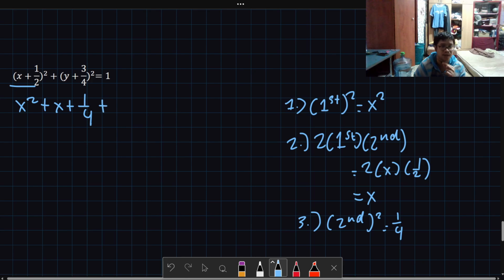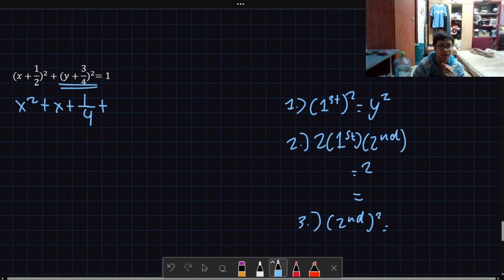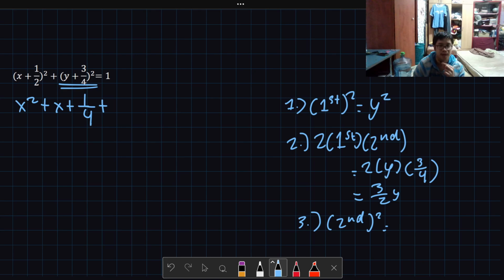Plus, now we will expand y plus 3/4 squared. Let me erase this. First step, square the first term. It's y, so we square it and this would be y squared. Second step, 2 times the first term times the second term. The first term is y, the second term is 3/4. So 2 times y, 2y, times 3/4. You will have 3 halves of y, or 3y all over 2. So that's the result.